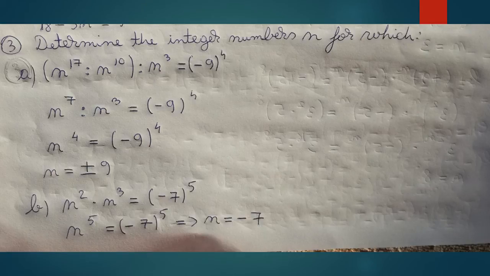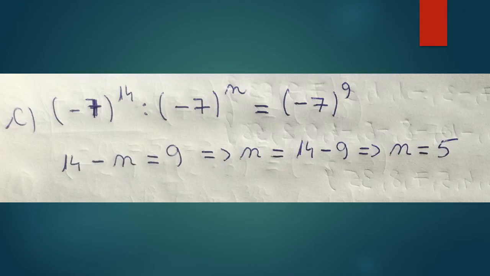Point B. n^2 times n^3 is equal to (-7)^5. We keep the base n and add the exponents together when we do the multiplication. So we have n^5 is equal to (-7)^5. So n is equal to -7.